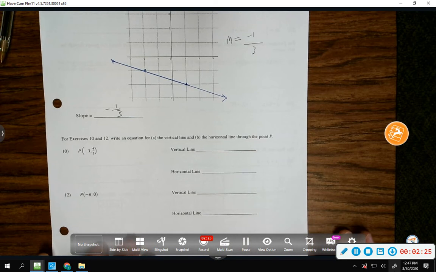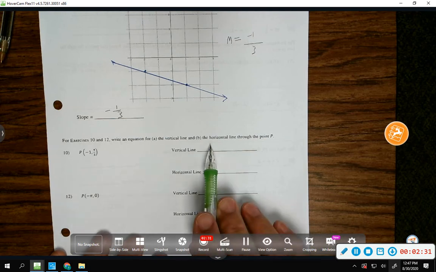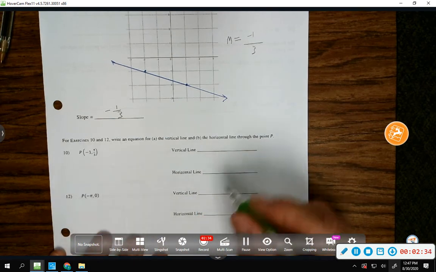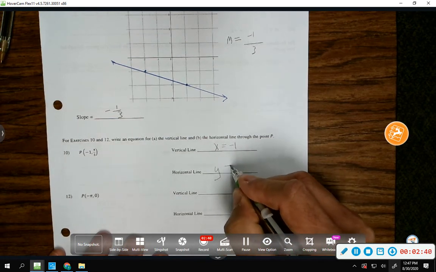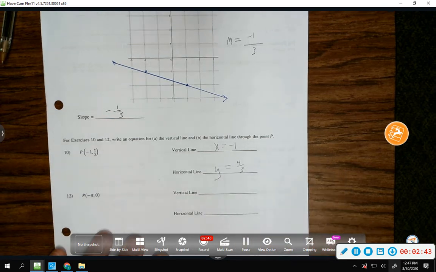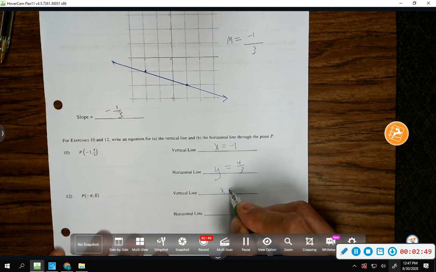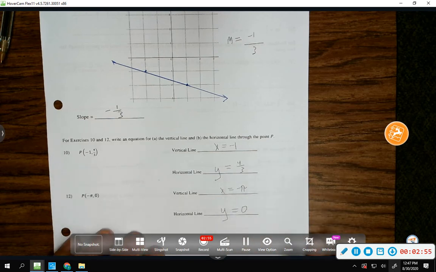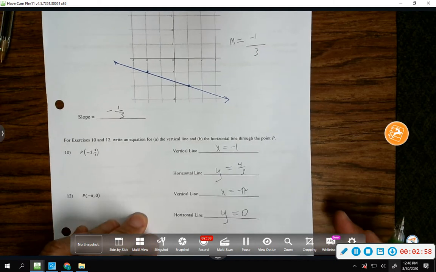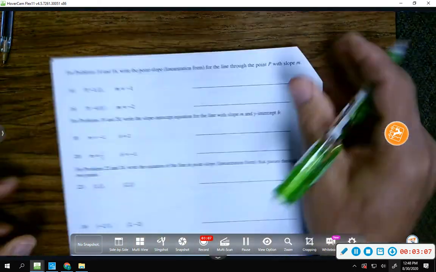For problems 10 and 12, write an equation for a line that first is a vertical line, then a horizontal line through the point P. This all will be on the test. I'll have blanks for you. A vertical line is simply x equals the x coordinate. A horizontal line is y equals the y coordinate. For problem number 12, the only difference is this is an irrational number, but it's still x equals the x coordinate. Horizontal line, y equals the y coordinate. It's on the first test, that easy of a question, because vertical and horizontal lines come up frequently when we're talking about calculus problems, and we have to know how to write them correctly.